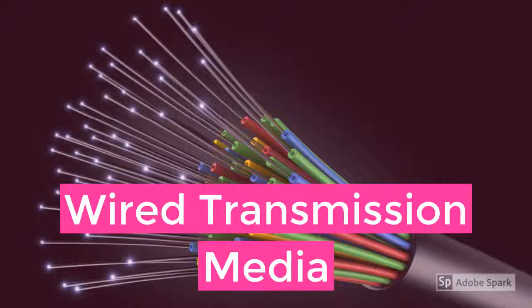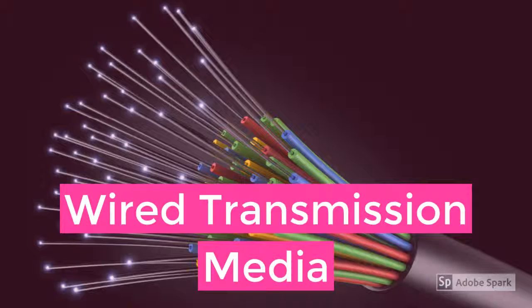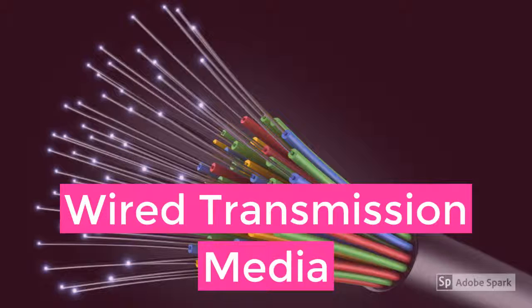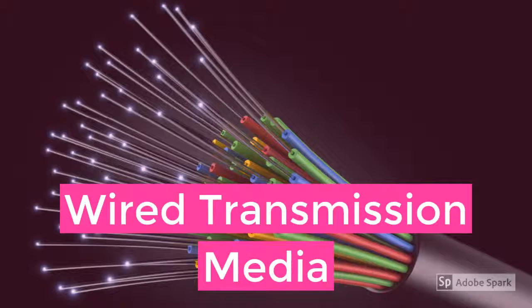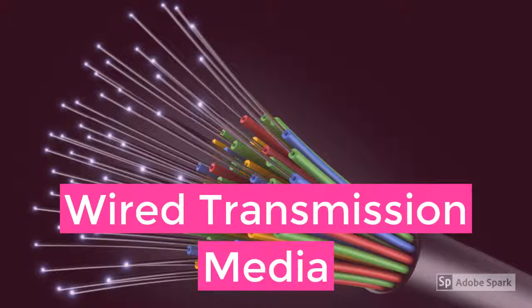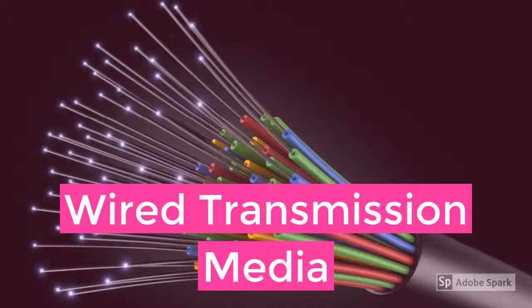Transmission media is simply the way data is transferred from one place to another, such as from sender to receiver. Wired transmission, also called guided media, can come in different forms. In this video, we will look at twisted pair cabling and fiber optic cabling. When using wired transmission media, one network is physically connected to another using a set of wires.